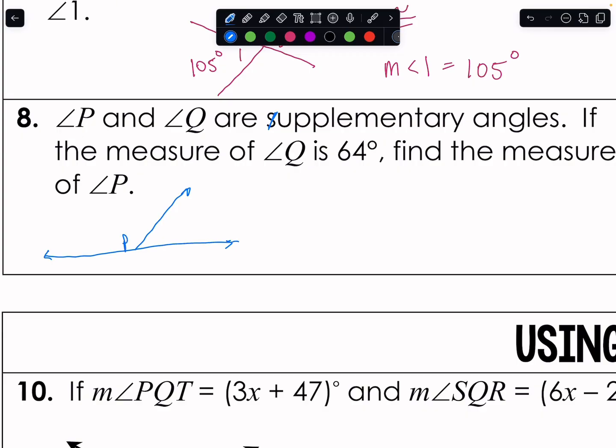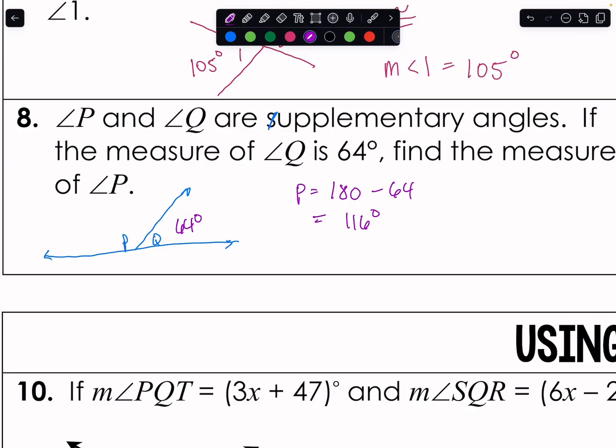P is here, Q is here, and then it says that Q is 64 degrees, and P is, we don't know. So we got to figure out what P is. So we got to do, P is going to be equal to the 180 minus 64. And you would get equals 116 degrees.